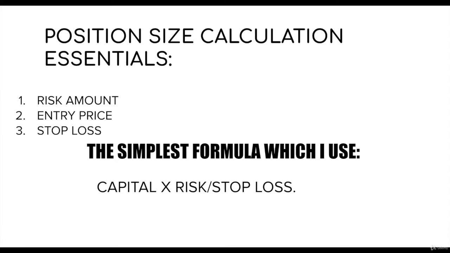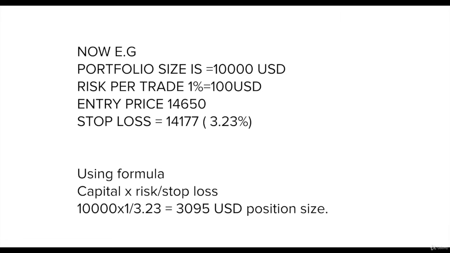Let's do a hypothetical example of the position size. Now, for example, your portfolio size is 10,000 US dollars. We have planned to risk 1% only per trade, which is $100. Our entry price is $14,650 and our stop loss is 14,177, which is approximately 3.23% down from our entry price.